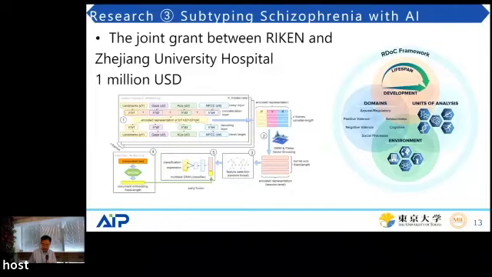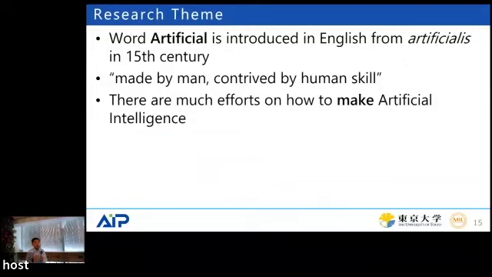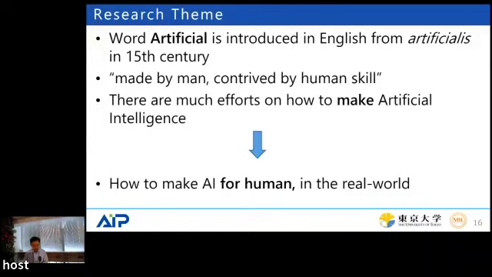Thanks to everyone's support, last year we had quite a lot of papers, 17 papers, in IEEE, ECCV, and also Nature Methods, Pattern Recognition, and IEEE TLS. So there are many things, but my research team's focus is only one thing. The word artificial was introduced in English from artificialis in the 15th century. It means made by man, contrived by human skill. There are so many efforts on how to make artificial intelligence, including this workshop. Many people have proposed many ideas, like designing architectures and algorithms to solve problem settings. But the most important thing is, how can we make AI for humans in the real world?